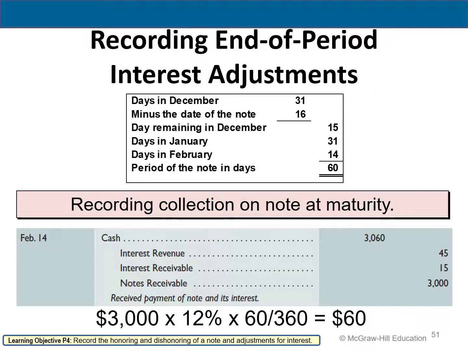So when we record the collection on the note at maturity, the days in December were 31, but we took out the note on the 16th. So we have 15 remaining days in December. We have 31 days in January, 14 days in February to get to a total of 60. So when they pay us 60 days later for that note, we're going to record interest revenue for the other 45 days because we already recorded the 15 before the period ended last year. We're going to relieve our interest receivable because we're getting all 60 days worth from the customer. So we get rid of our interest receivable with a credit of $15. We're going to relieve our notes receivable because it's paid. So we're going to credit $3,000 and we're going to get $3,060 in cash. $15 of that pertains to the prior period, which is why we're recording interest receivable. We're reducing that receivable so that we only have the applicable number of days interest in the current year. Okay?